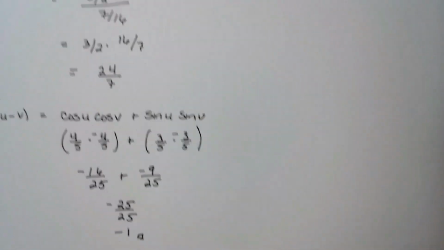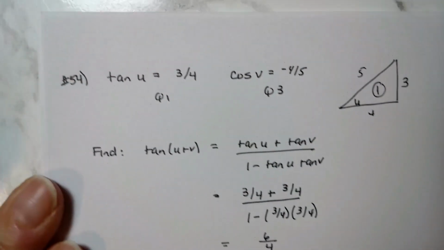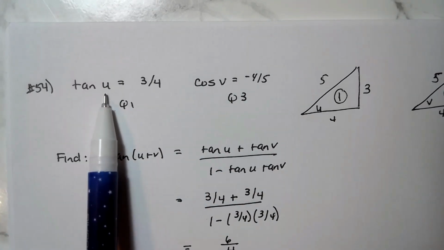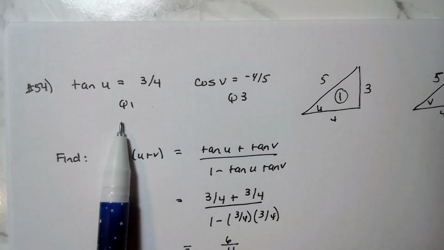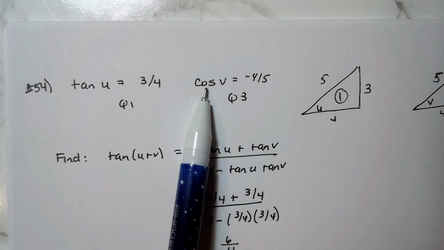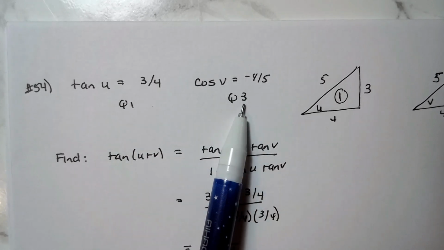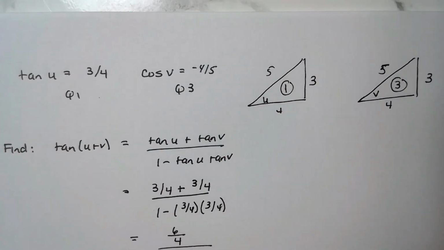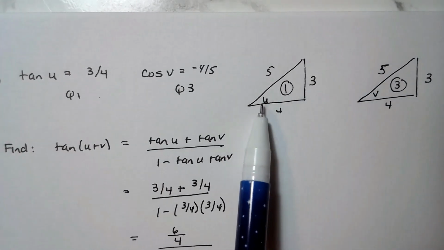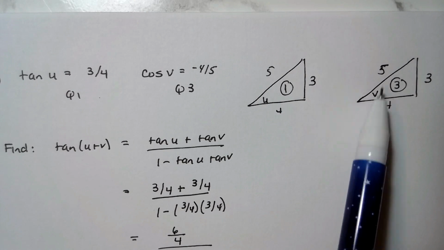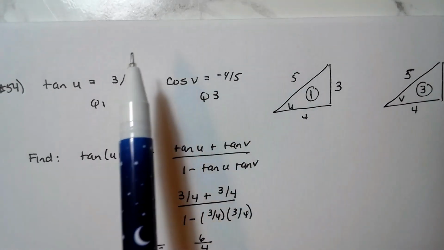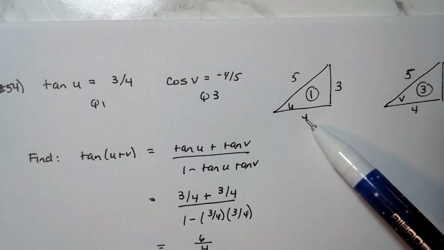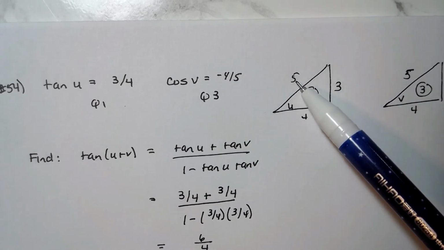A few more problems. Number 54. They're giving you that the tangent of angle U is 3/4 and that it's in quadrant 1, and they're telling you that the cosine of angle V is negative 4/5 and that it's in quadrant 3. Like I said in class, the first thing I want you to do is draw two right triangles, one with angle U and one with angle V. If the tangent is the side opposite over the adjacent, then I can fill in those two sides and use the Pythagorean theorem to find the third.